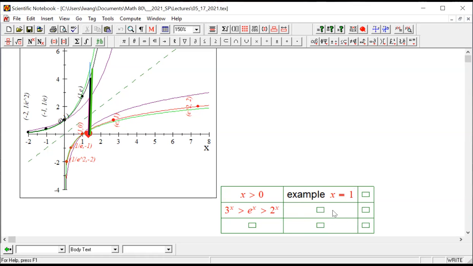When x equals to 1, 3 to the power of 1. Okay, 3 to the power of 1. So power of 1, we can omit the power. So 3 is larger than e, larger than 2. We know that's a fact.